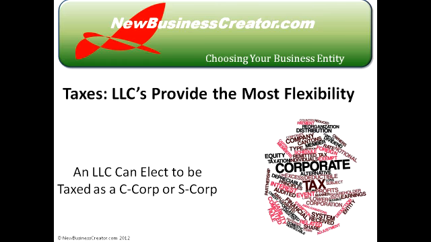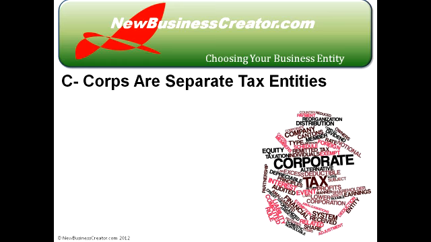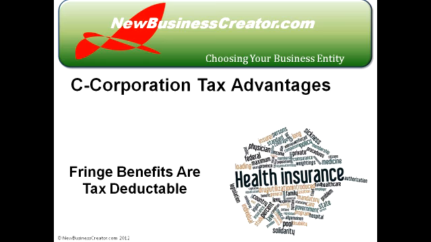With an LLC, you can also elect to have the IRS tax you as either a C corporation or as an S corporation. A C corporation is considered a separate tax entity and pays corporate taxes based on their income and losses. One major tax benefit of setting up as a C corporation is that fringe benefits such as medical insurance premiums and direct reimbursement of medical expenses are deductible expenses for the corporation and are not treated as taxable income to the employees.